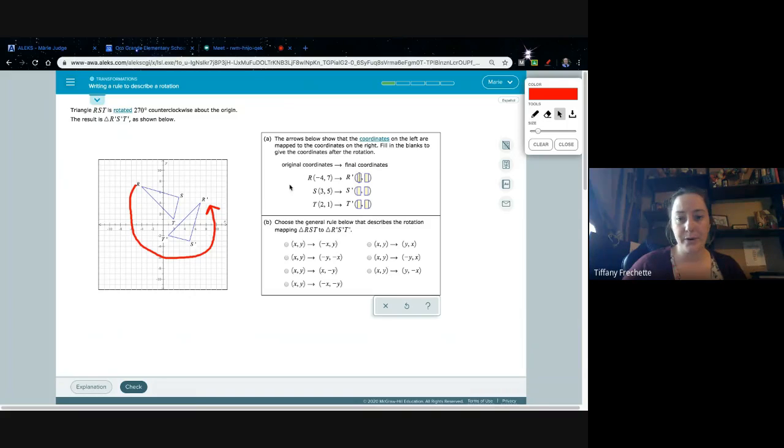Let's see. So our first point here, we have -4 because we went left 4, up 7. So that's how they got -4, 7. So let's see, where's R in this case? R prime. We went right 7 and up 4. So right 7, up 4, they're both positive. So they're staying in the same spot. 7 was positive, it's still positive, but now I switched. -4 is +4. So that tells me that X is going to change signs, but Y is going to stay the same.